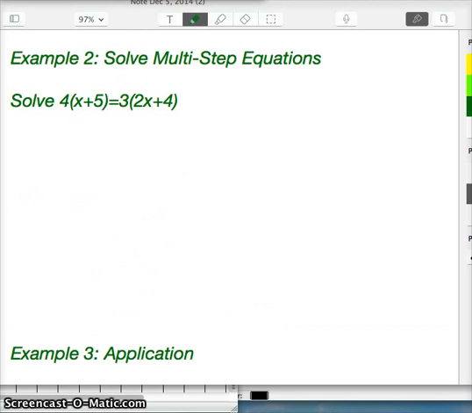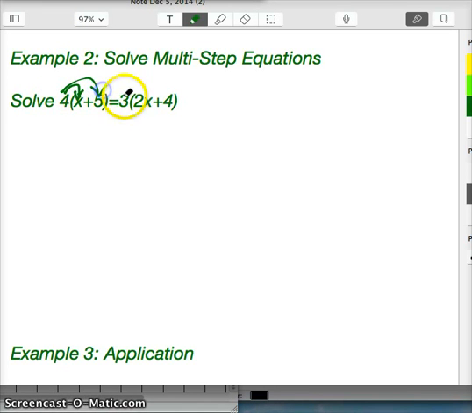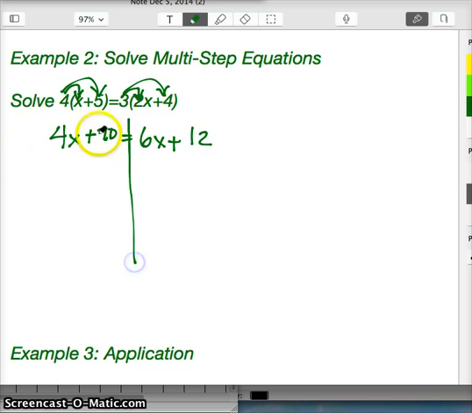Here in example 2, we have a similar situation, except now we've got parentheses on both sides, so we need to simplify and be really careful with our simplification. So again, we need to distribute to get rid of the parentheses. We're going to do that on both sides. So when I have that, I've got 4x plus 20 is equal to 3 times 2, 6x plus 3 times 4, 12.